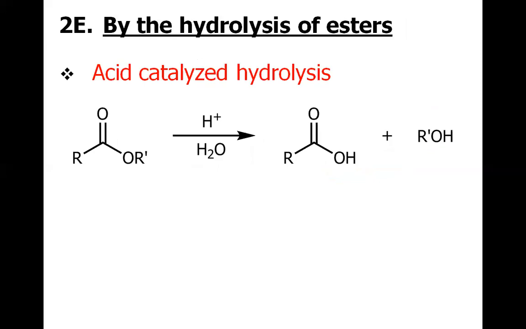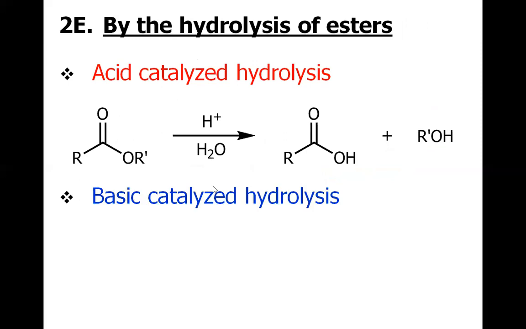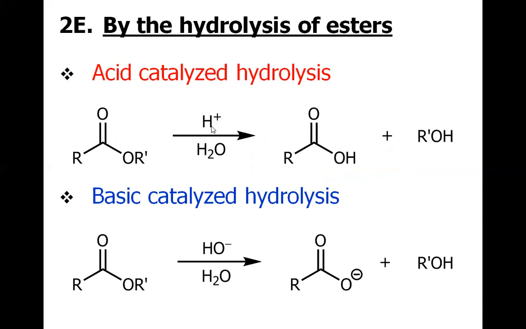One more method to make the carboxylic acid is the hydrolysis of esters. We have two types of hydrolysis, acid catalyzed and base catalyzed. In the acid catalyzed, we use the acid and water to convert this ester to the acid. And in the base catalyzed, the only difference is to use the base in place of acid. And remember, when base catalyzed hydrolysis occurs, we do not get the final product in the same step, rather we get the salt because of the base.